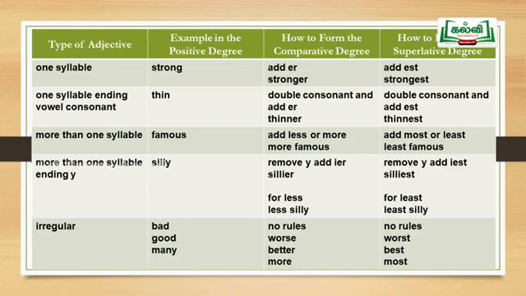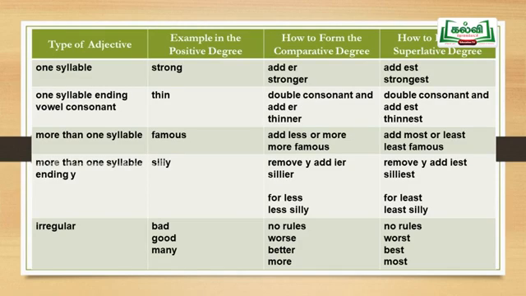The next, one syllable word ending in vowel followed by a consonant. Thin, T-H-I-N. Here, I is the vowel and N is the consonant. In this case, you have to double the consonant. For example, T-H-I-N, then N-E-R. So, double the consonant. T-H-I-N-N-E-R. When we come to the superlative degree, T-H-I-N-N-E-S-T.